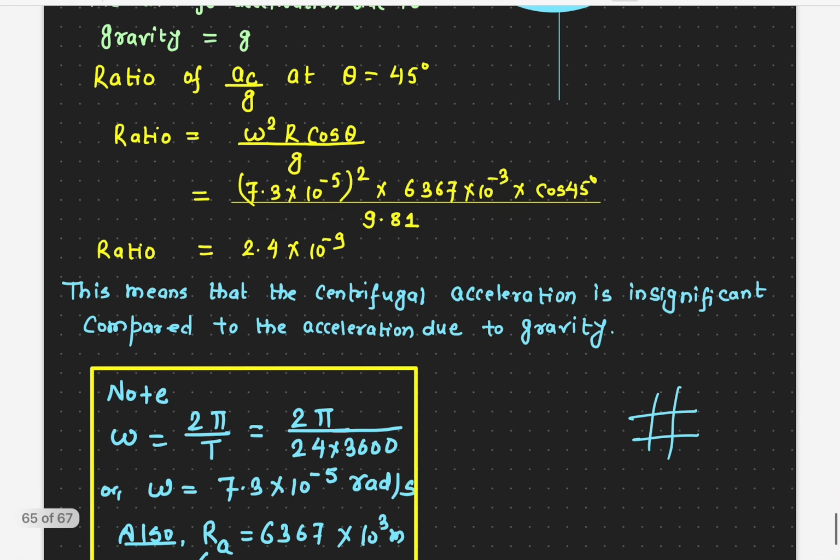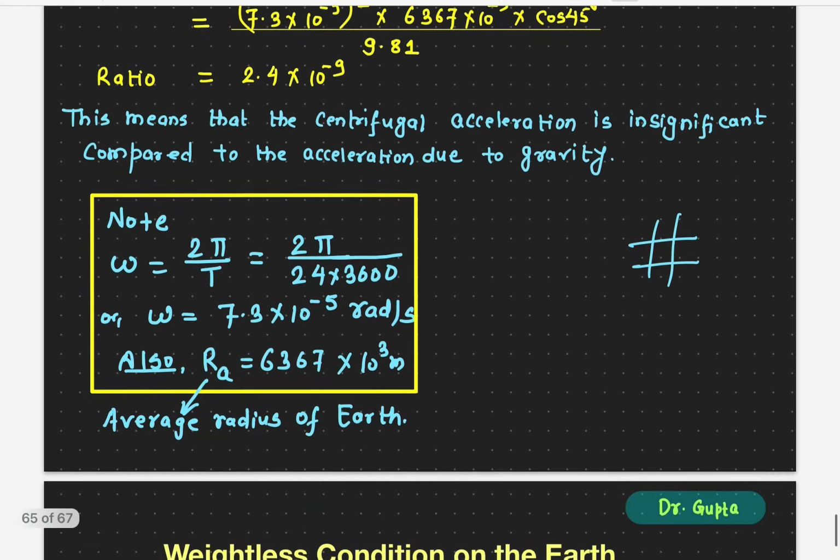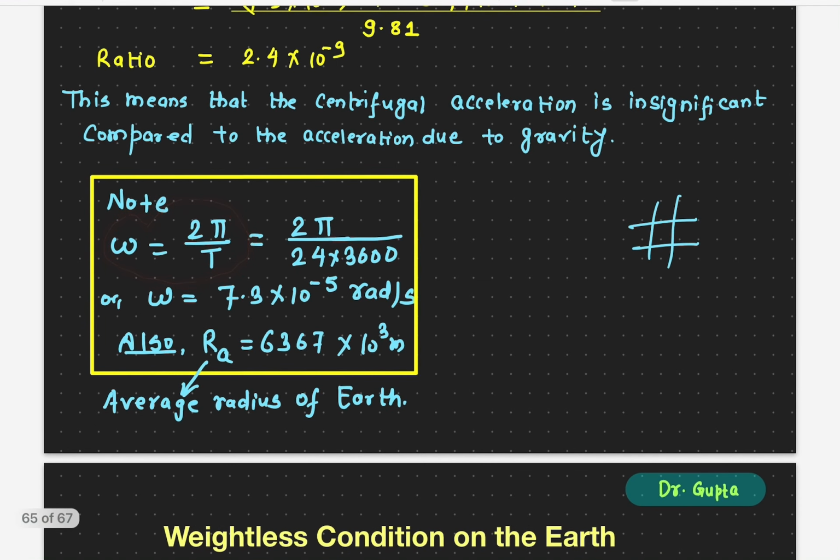So the spinning of the Earth does not make that much difference to the value of acceleration due to gravity. And for those who are interested in knowing how I get this value of angular speed of the Earth, here is the equation. Omega equals 2 pi over T, and T is the time period. What does the time period mean? It means how long it takes for the Earth to complete one cycle, which is 24 hours. Converting it to seconds, if you plug in, that's the value I get. And this is the average radius of the Earth.